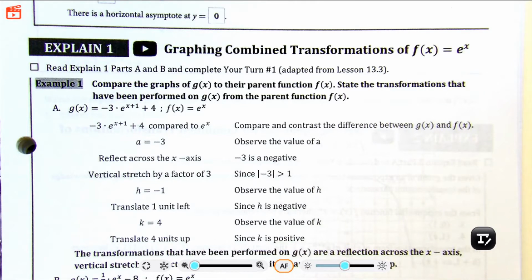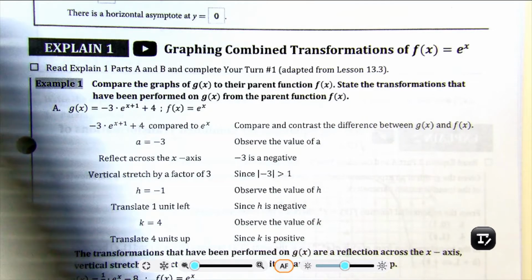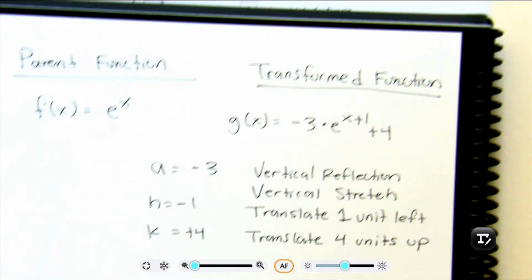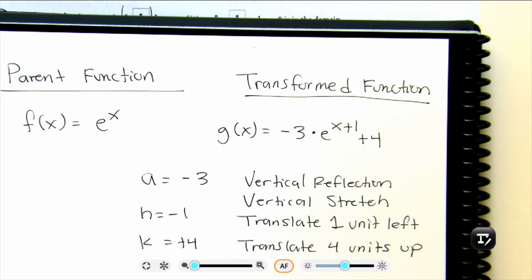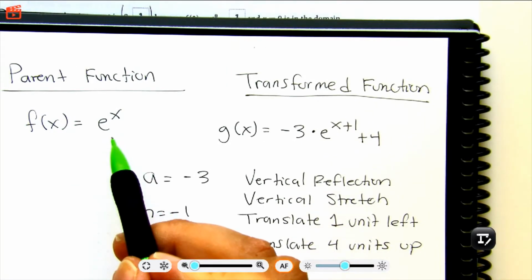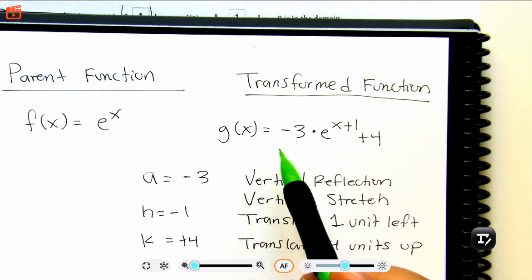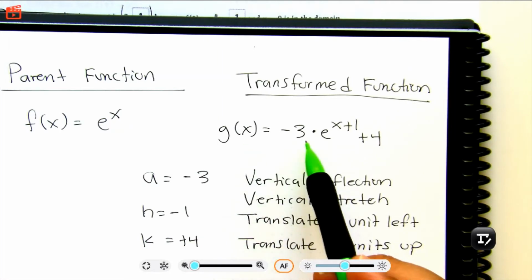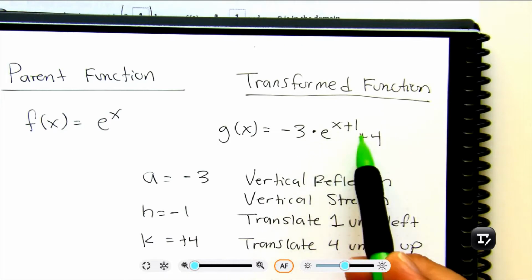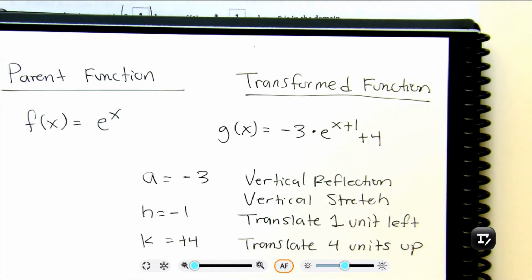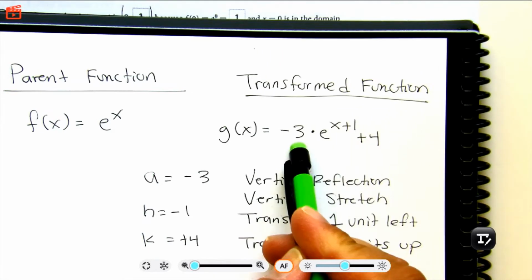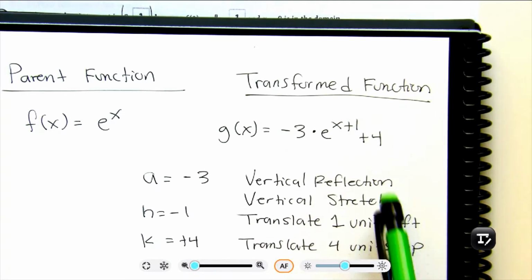Let's look at the first example. We have a parent function f of x equals e to the x power, and a transformation function g of x equals negative 3 times e to the x plus 1, plus 4. What we need to do is identify what a, h, and k are. So a is negative 3, h is negative 1, and k is positive 4.